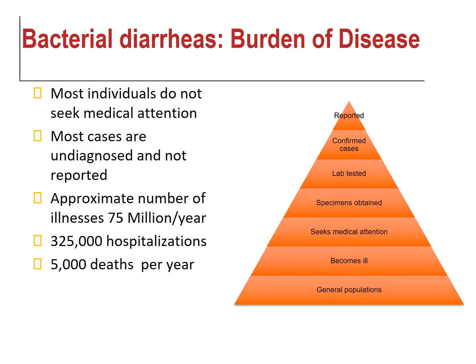CDC estimates that in the United States, food poisoning causes about 76 million illnesses, 325,000 hospitalizations, and up to 5,000 deaths per year. And this figure represents the burden of illness, illustrating that what we know about the incidence of foodborne illness is just the tip of this pyramid.